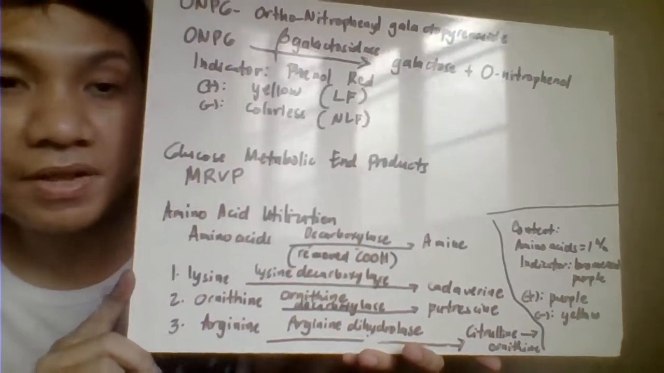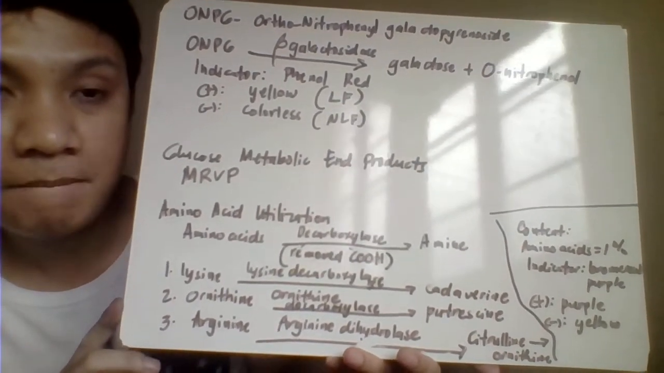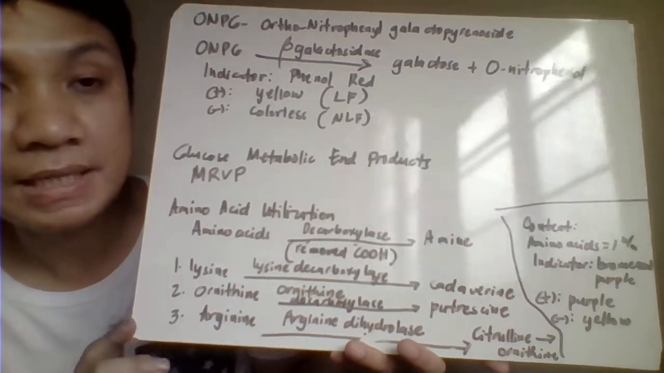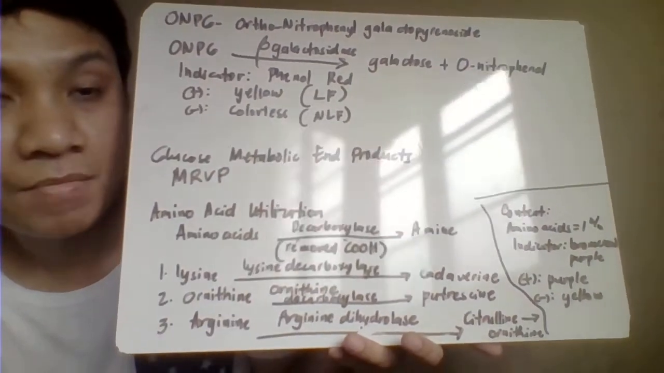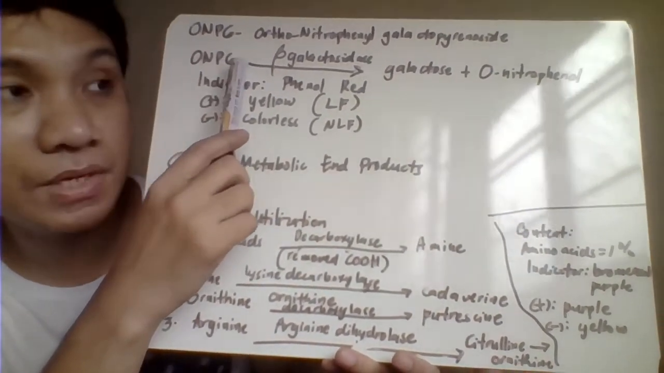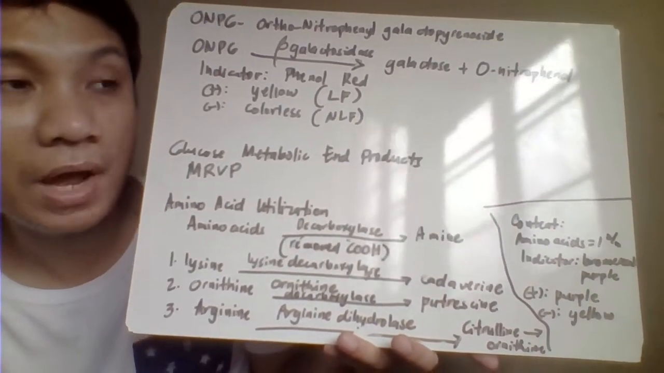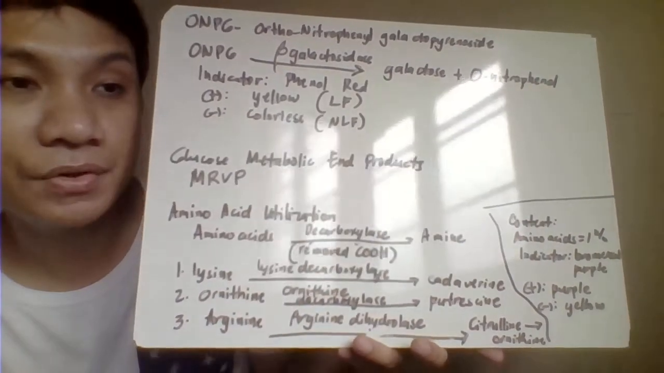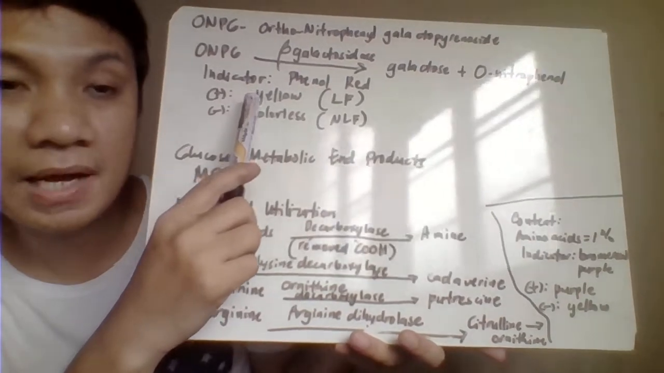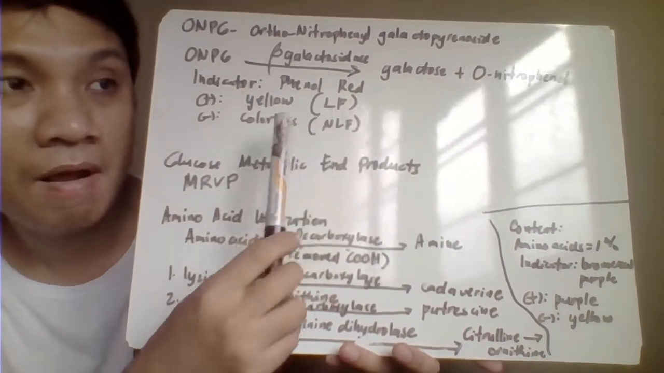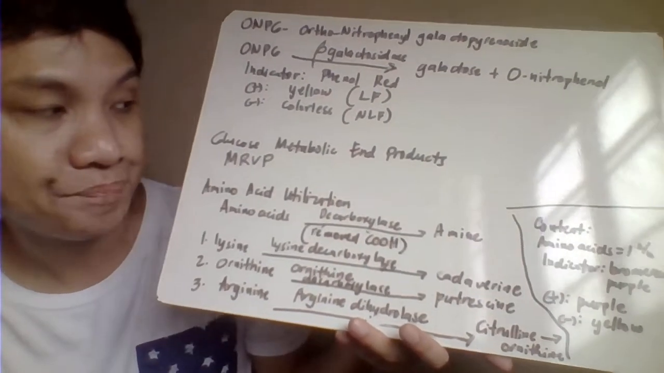Okay, the next one, we have here the ONPG test, or ortho-nitrophenylgalactopyranoside. So this would detect the enzyme beta-galactosidase. Also for lactose fermentation. The substrate is the ONPG. If your bacteria contains this enzyme beta-galactosidase, it will convert your ONPG to galactose plus orthonitrophenol. Positive result is yellow, it signifies that one is a lactose fermenter. If colorless, that's negative, meaning that one is not a lactose fermenter.